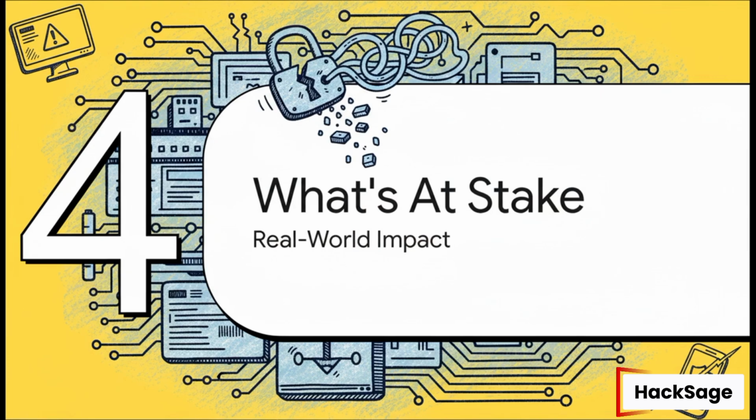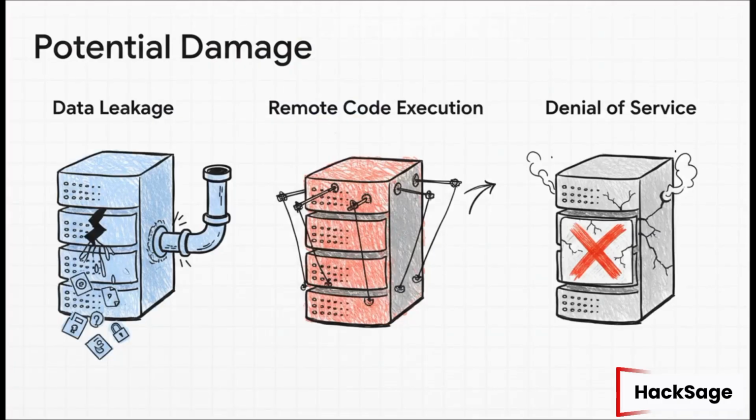Which brings us to the most important question of all. Why does this nerdy, technical glitch actually matter to you? What's the real-world consequence here? The potential damage is huge, and it really falls into three main buckets. First, you've got data leakage. That's your private info, your passwords, your keys, all getting stolen. Second is something called remote code execution, which is even scarier. That's like a hacker not just peeking into your house, but actually getting the keys and taking control of it. And third, there's denial of service, where the attacker just crashes the server, knocking the whole website offline for everybody.